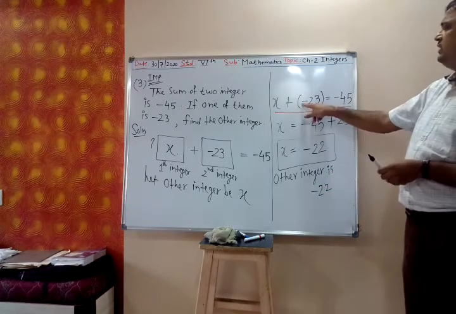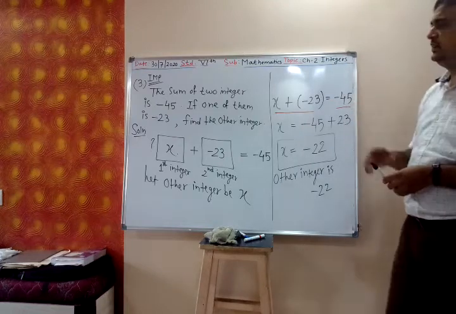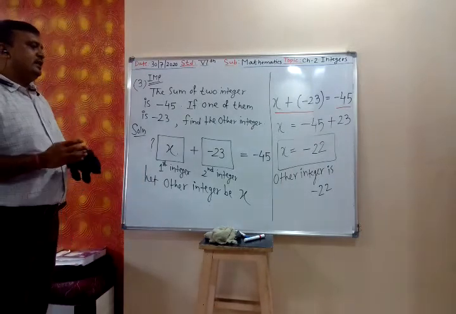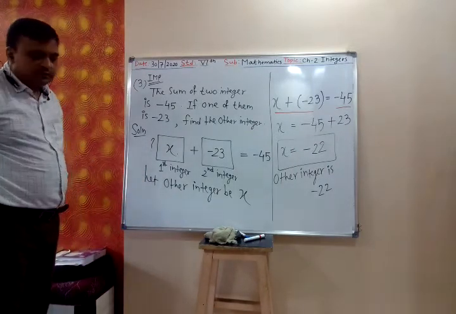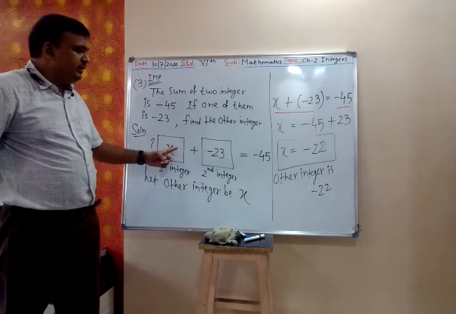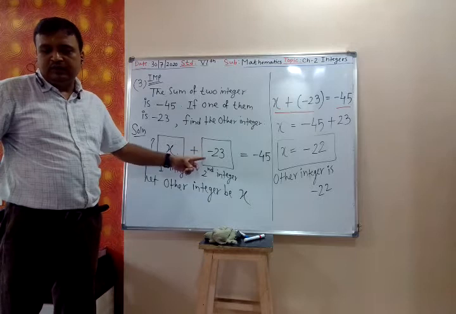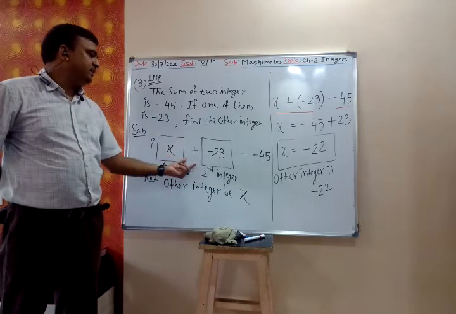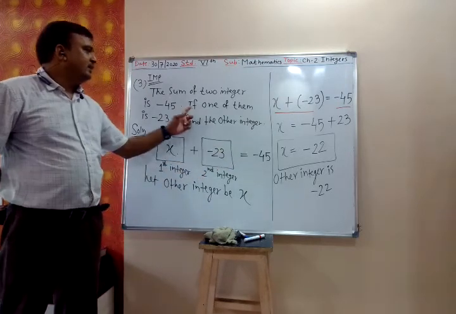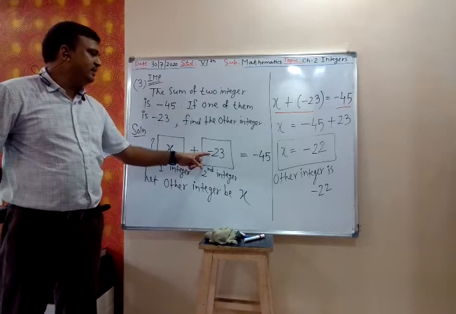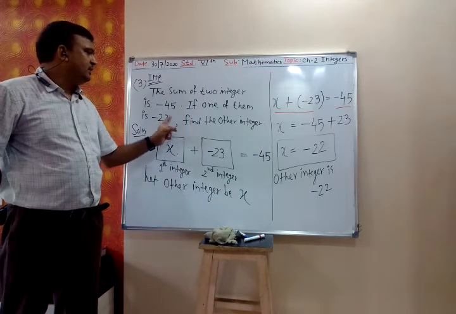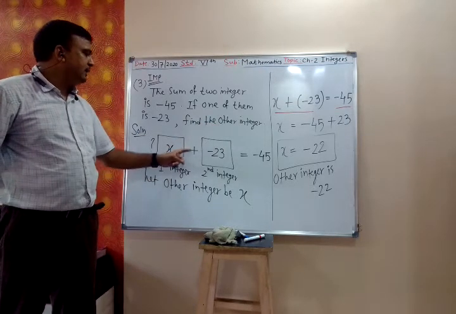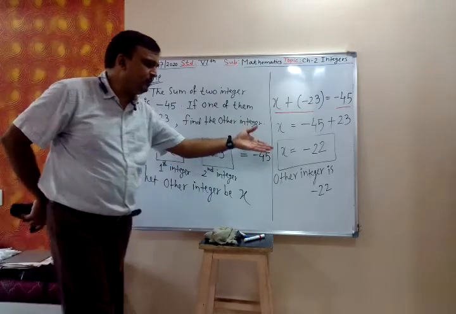So this minus 23, when we take it to the right side, it becomes plus 23. This is the important part of maths in this. Sum of two integers is minus 45, given. So the first integer plus the second integer is minus 45. One of the integers, the second integer, I have taken as minus 23. Find the other integer. The first integer you have to find, I have considered x. So x plus minus 23 is equal to minus 45.